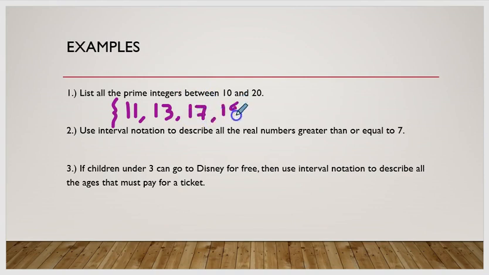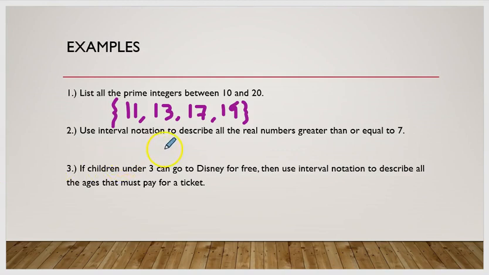and 19. It's very important that you use the curly brackets because otherwise it might look like the interval notation and I'm saying all of the numbers between 11 and 13, for example. But since I have 4 numbers here, that kind of makes it obvious that it has to be me just listing those 4 numbers out.